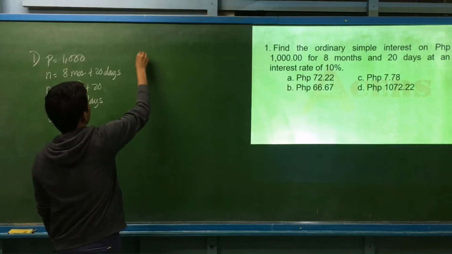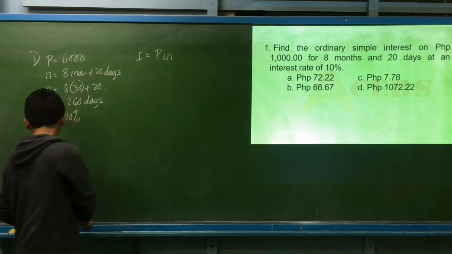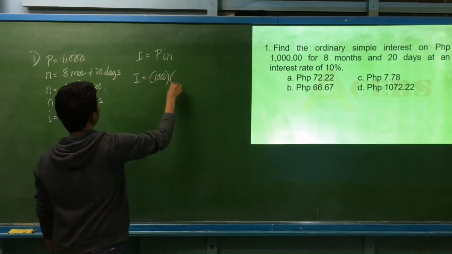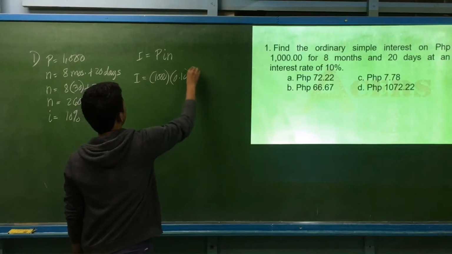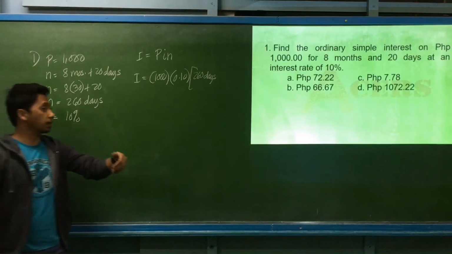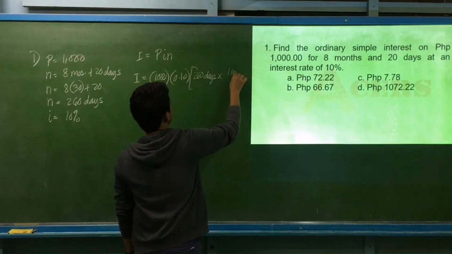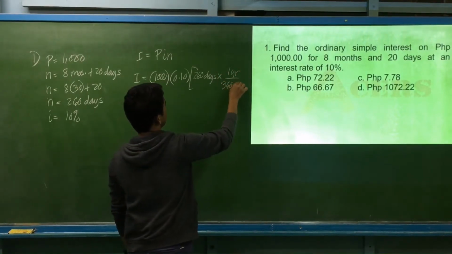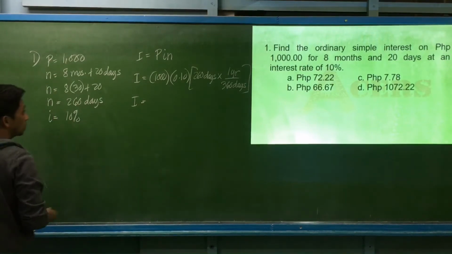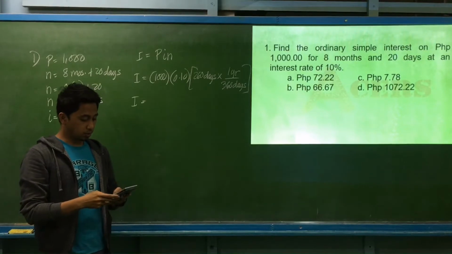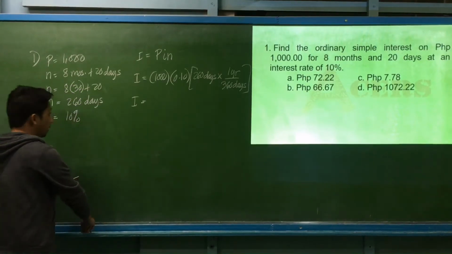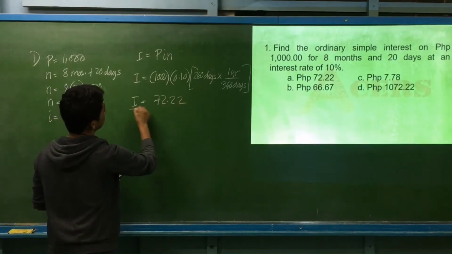How do we compute the interest? I is equal to the present amount times the interest rate times the number of interest periods. So I is equal to the present amount of 1,000 multiplied by 0.10, multiplied by 260 days. Again, you need to express n in terms of years, so this is multiplied by 1 year, which for ordinary simple interest is 360 days. So I is 1,000 multiplied by 0.10 multiplied by 260 over 360. The interest is equal to 72.22, or 72.222.